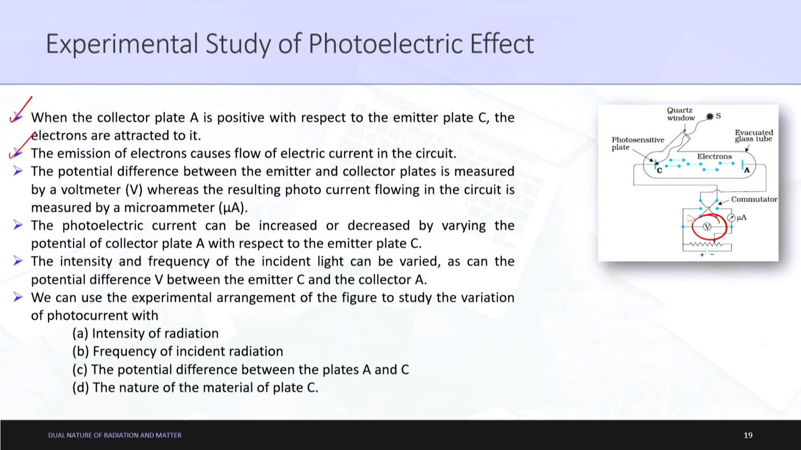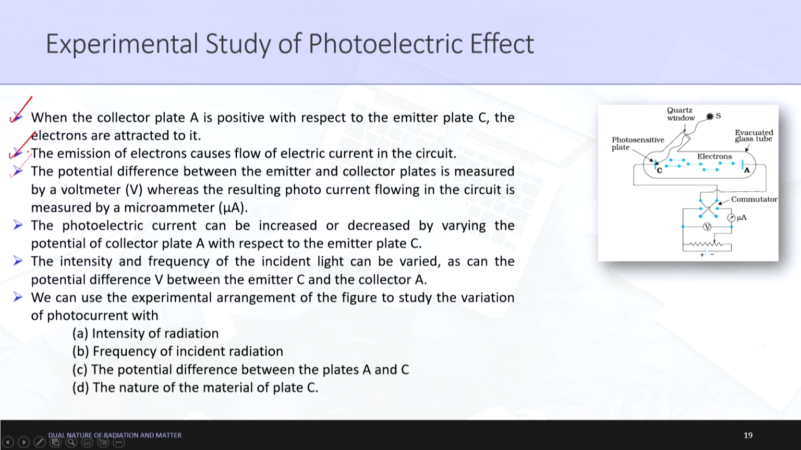So, this is that voltmeter being explained here, whereas the resulting photocurrent flowing in the circuit is measured by a microammeter, that is mu A. So, this is used for calculating the value of current, and this is used for calculating the value of voltage. Okay. Fine. So, potential difference between the emitter and the collector plates is measured by a voltmeter, whereas the resulting photocurrent flowing in the circuit is measured by a microammeter.